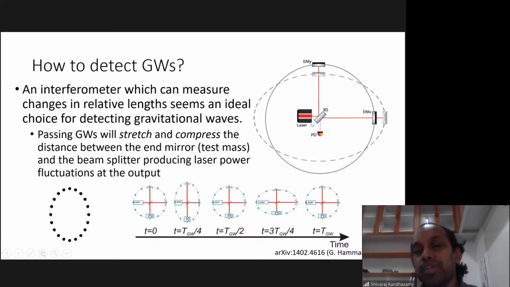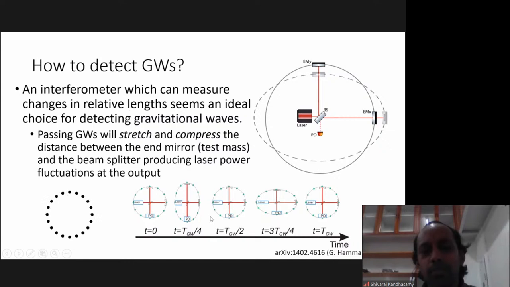The property of this interferometer is that when the length difference between the two arms is zero, you would see a strong signal at the photodetector. If the length difference is half a wavelength, then you see no signal at the photodetector. So basically this photodetector senses the length difference between the two arms. Since in the previous slide we saw that gravitational waves act in perpendicular directions, this interferometer is an ideal device to detect gravitational wave signals.